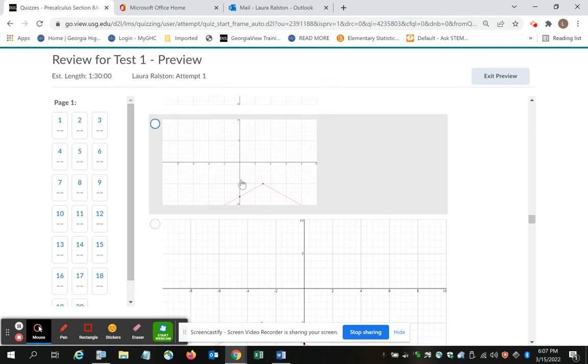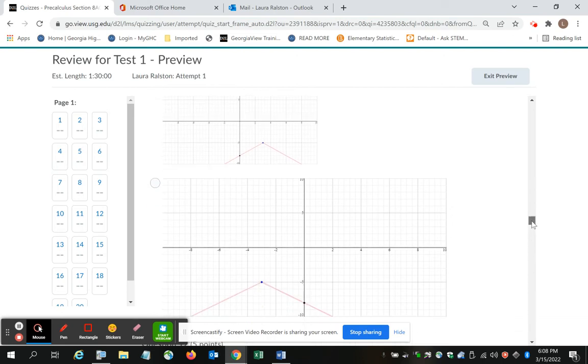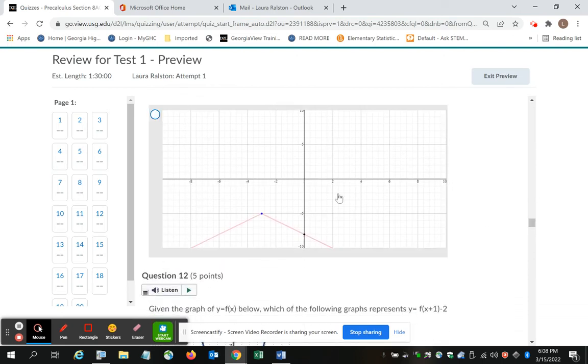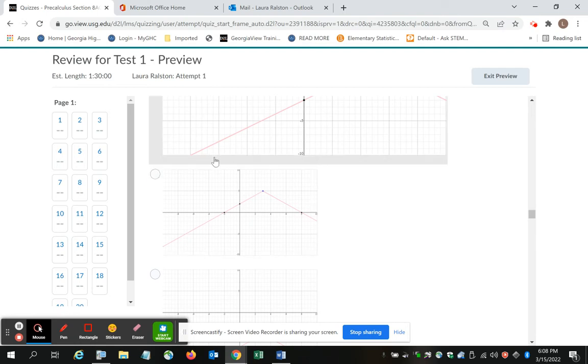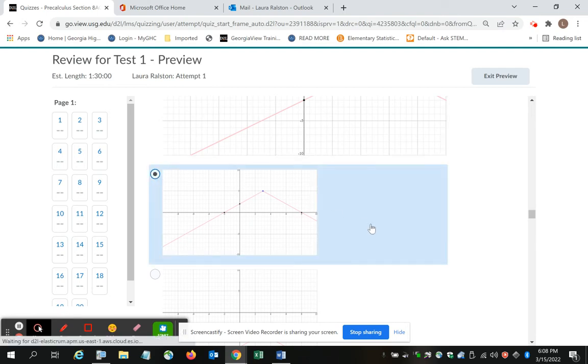The fourth graph, we have gone right 3 and down 5, but I didn't want to go down. And then the fifth one, we went left and down. Okay, so the one we need is this one right here.